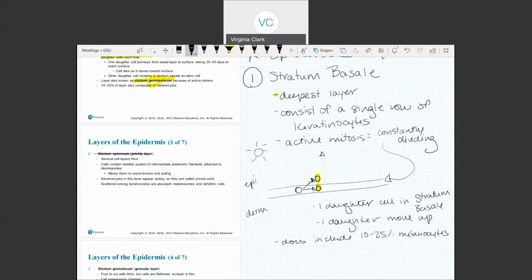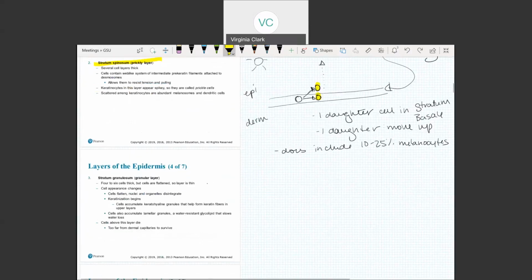The next layer is going to be the stratum spinosum. Stratum essentially just means layer. So whenever you see stratum before something, it just means layer. So this is not going to be 1 cell layer thick. This is going to be several cell layers thick. And this is actually going to kind of be a web-like section of things that are going to be integrated together. It's kind of a prickly layer, this stratum spinosum.